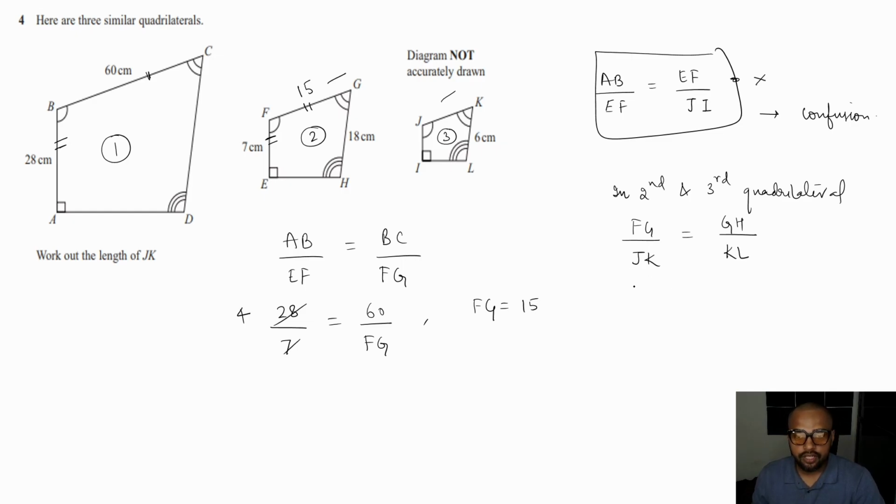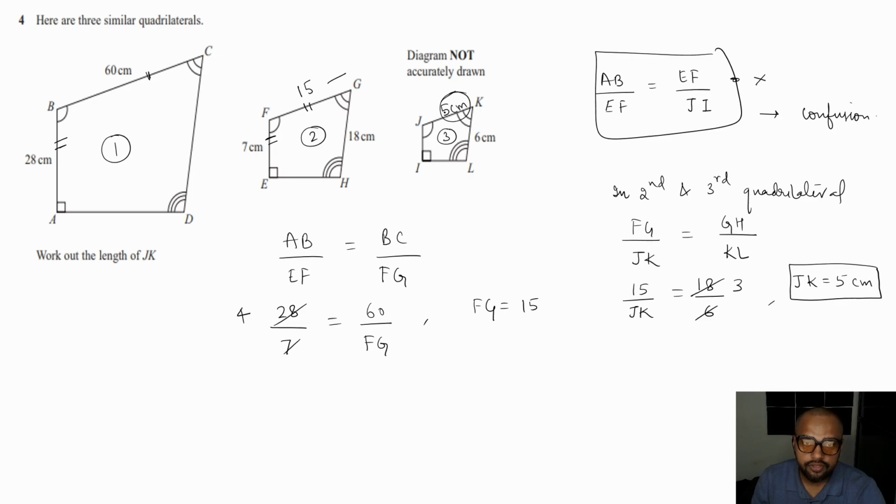We need to plug in the values. FG is 15 upon JK, which is the unknown, and GH is 18, and KL is 6. So we'll get 6 cross 15, which is 3 times 18, and 3 times 5. So JK will be equal to 5 centimeters, students. So the main theme of this question was to find JK, and this 5 centimeters is our solution.